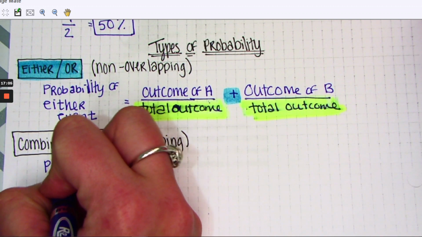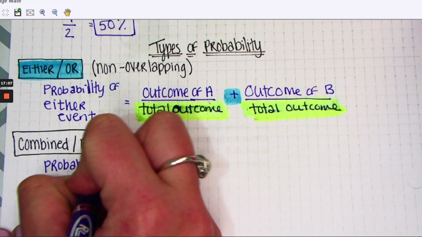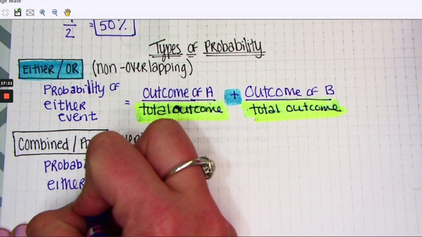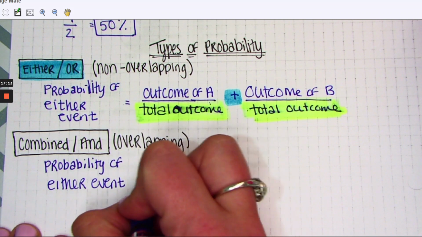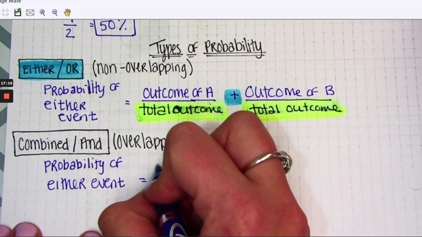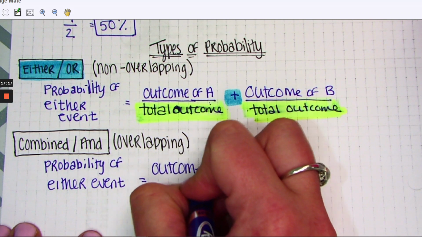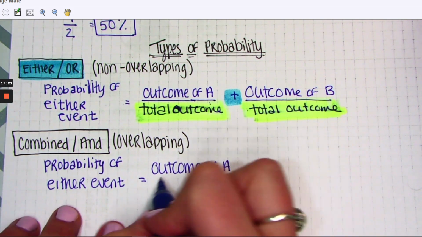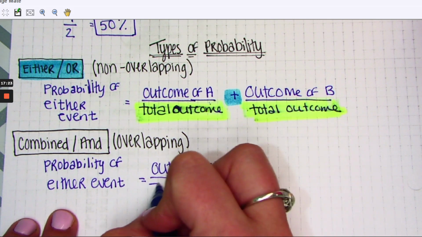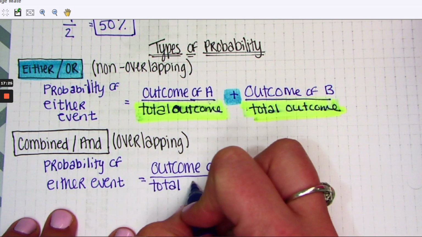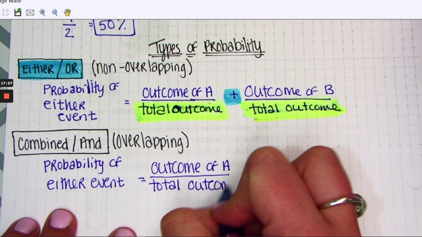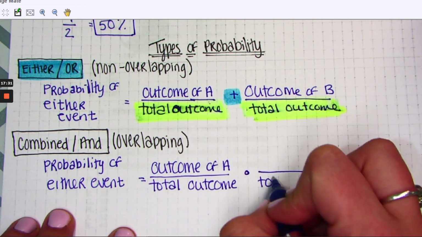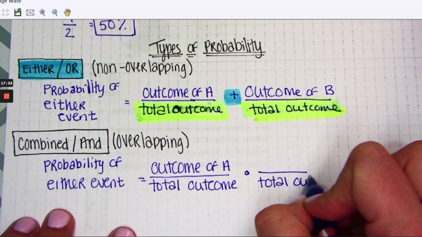to find the probability of both events, okay, you would again take the outcome of A, like the first outcome, over the total outcome, times this other outcome of B over the total outcome.